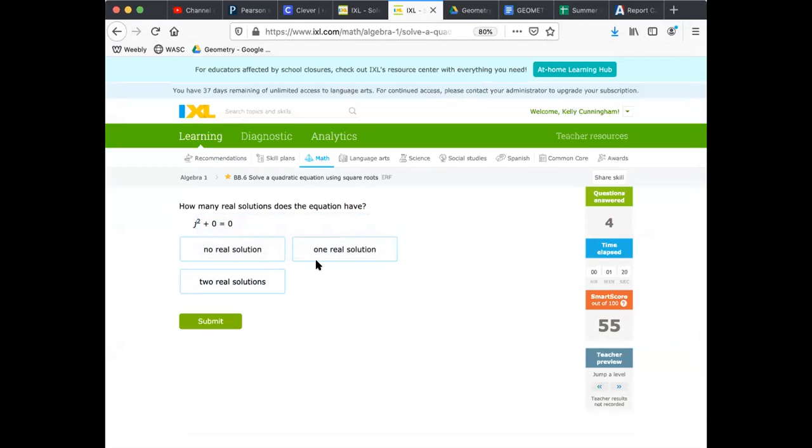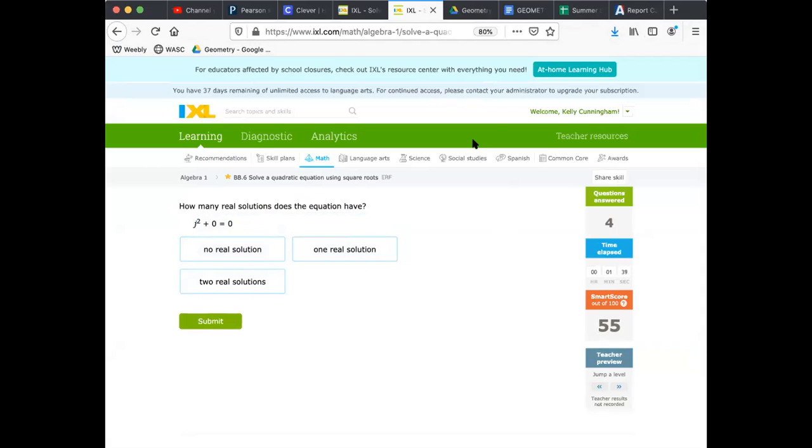Ooh, so here they ask you real solutions. So everything we deal with in Algebra 1 is going to be a real solution. Okay, so don't let that throw you off. They're just asking us if there's 2 solutions, a plus or minus, 1 solution, or no solutions. No solution is when you square root a negative.